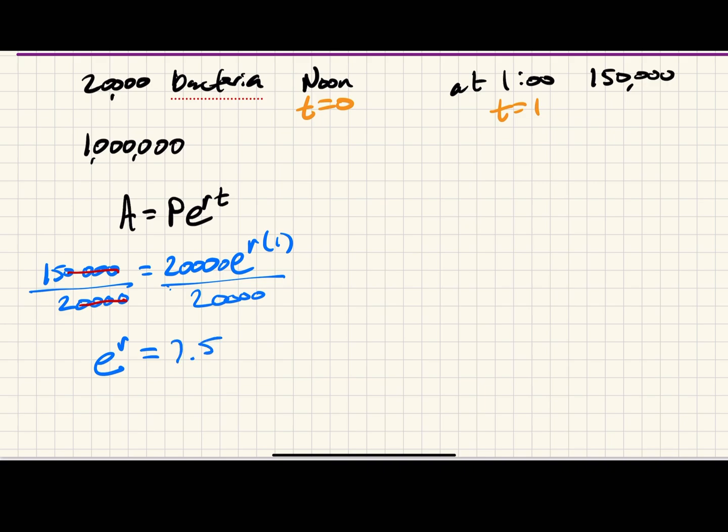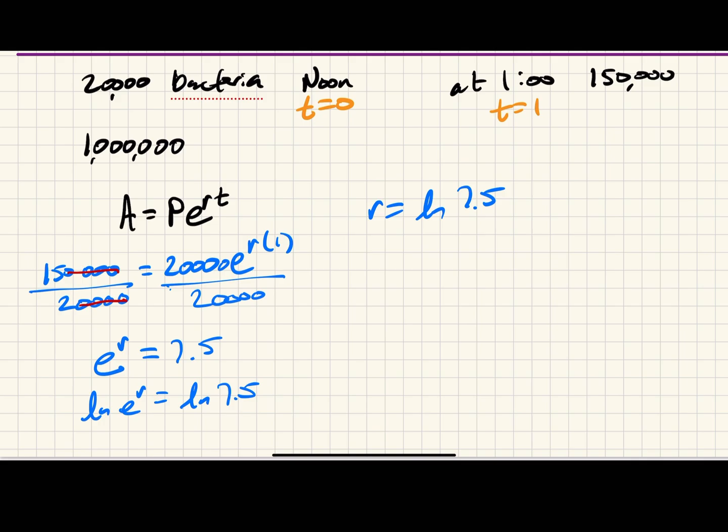So now, I've got to figure out how to solve for R. What would be the best way for me to do that? Good, yes. So we'll take the natural log of both sides. Natural log of E to the R is natural log of 7.5. And so R is the natural log of 7.5, because the natural log of E raised to any power is just that power, right? Okay, great.